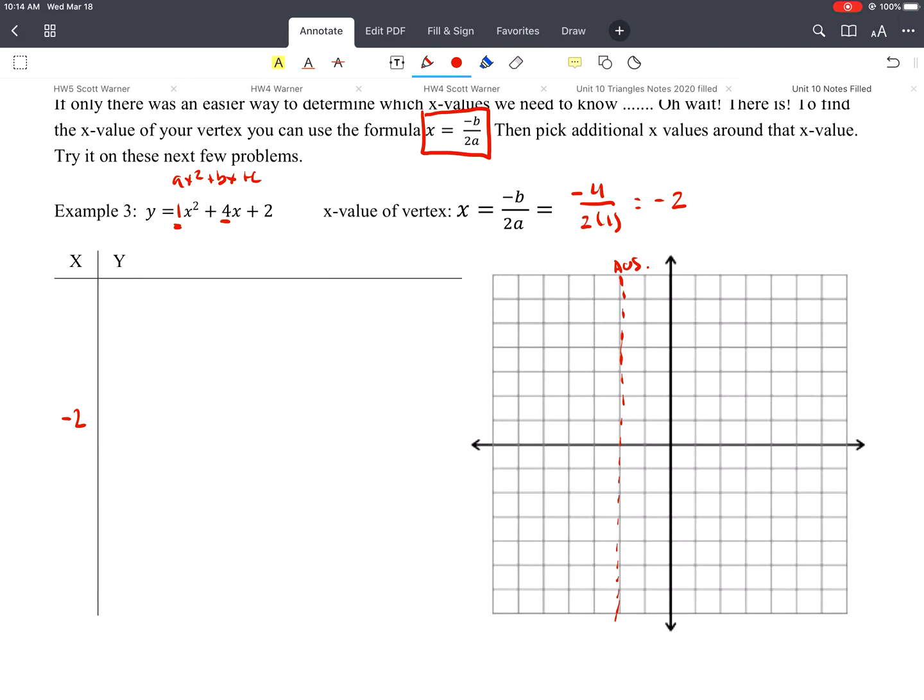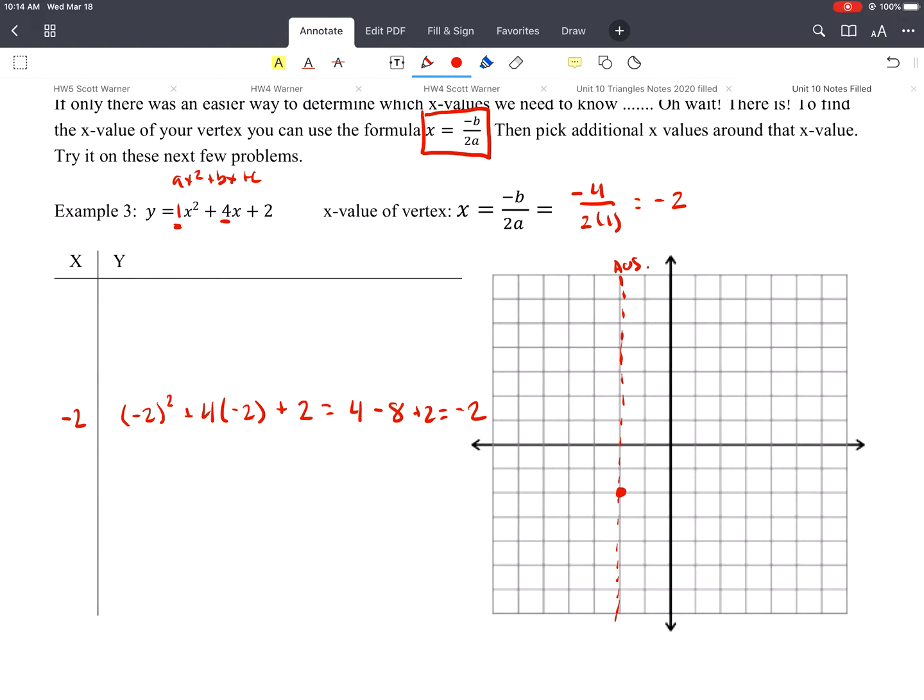And then we need to find the y value. So if we have an x and we want to find the y, again, we plug that into our function. So we'll plug negative 2 in. We'll get negative 2 squared plus, b is 4 times x, which is negative 2, plus 2. So we'll end up getting negative 2 squared is 4, minus 8 plus 2. And that ends up giving you, what would that be, negative 2. So here is our vertex.